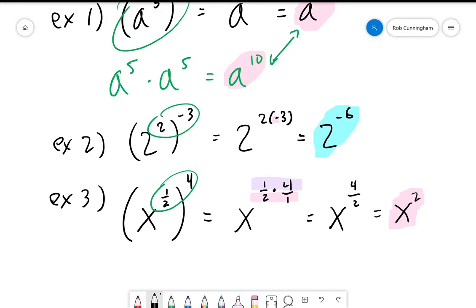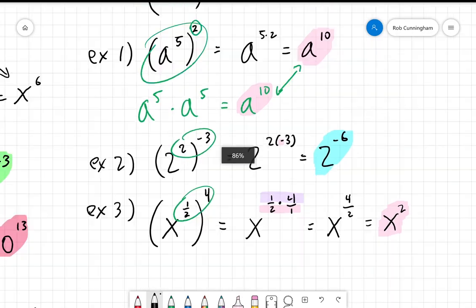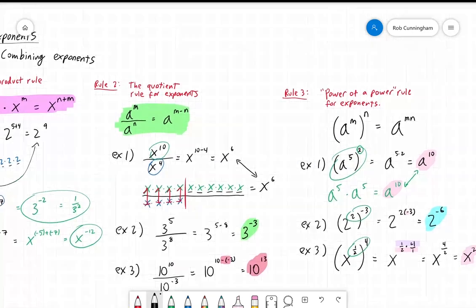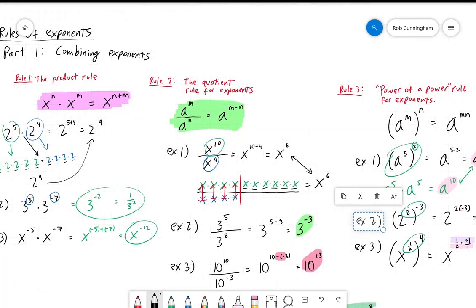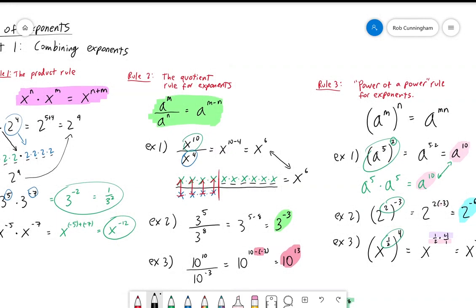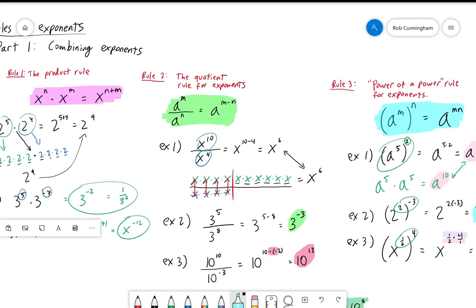And that's about all the time I have for this particular video. Just as a quick review, this video was primarily about the three combining exponents rules: the product rule, the quotient rule, and the power of a power rule. In the next video, we're going to be covering how to distribute exponents to multiple bases.